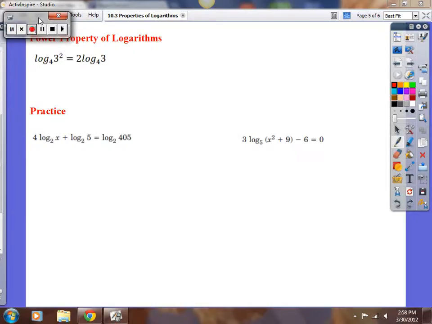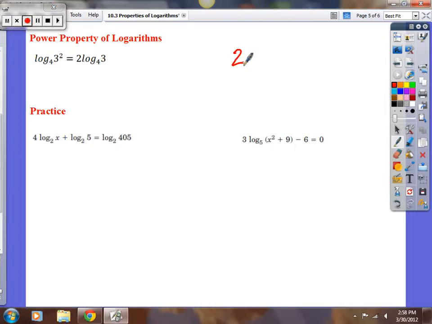The very last property of logarithms is the power property of logarithms, and it relates to this. Let's say we've got x squared raised to the third power. So you've got a power raised to a power, and to simplify it, you multiply the exponents and end up with x to the sixth. So this power property is pretty much the same thing.